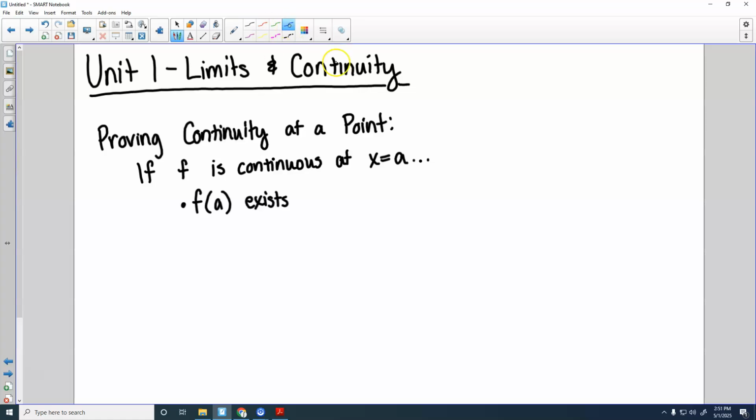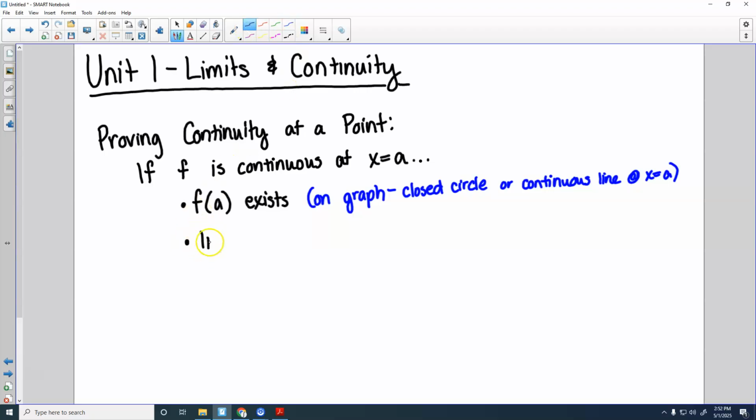On the graph, it means that you've got a closed circle or continuous line at x equals a, no holes, right? It can't be a hole. If you've got a hole at that point that's not filled in by a closed point, then f of a does not exist. The limit as x approaches a of f of x must exist.